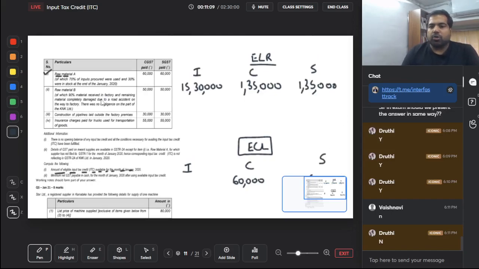Next. So someone asked a question, Venkat, when you write 60 and 60 here, you can write a working note that since even stock you can take credit since it is used for the purpose of business or intended to be used for the purpose of business.